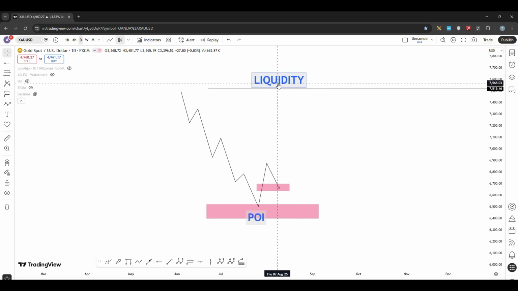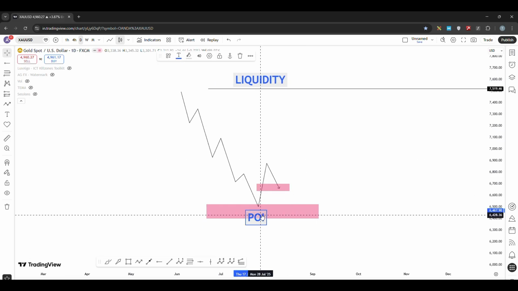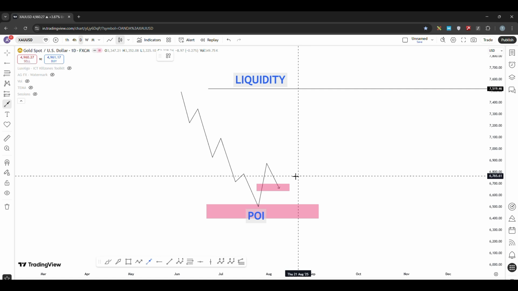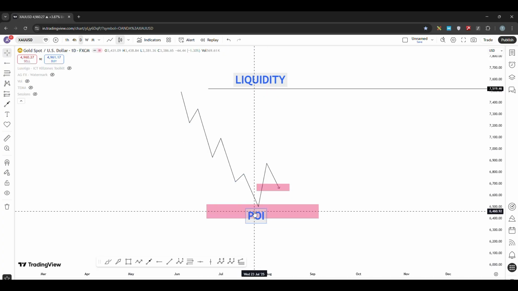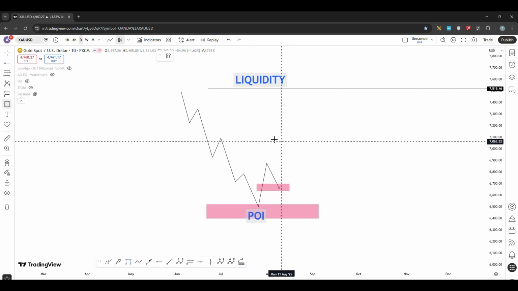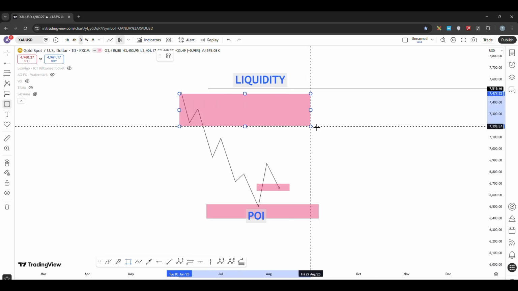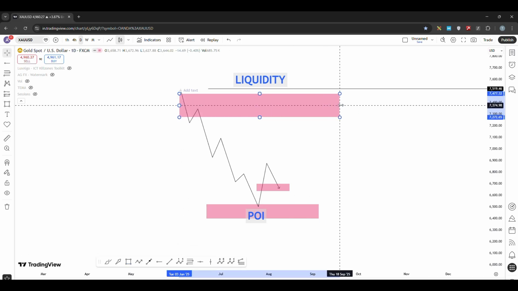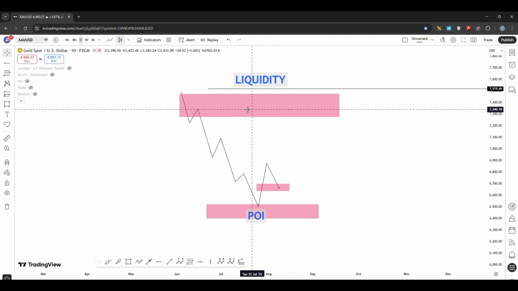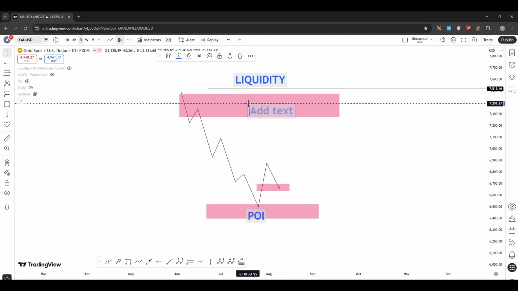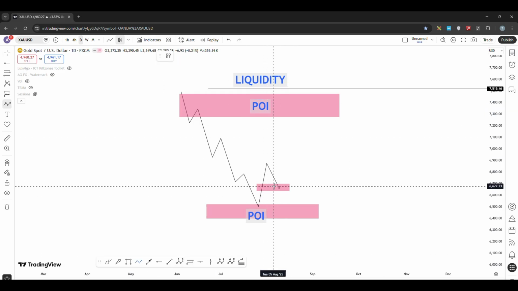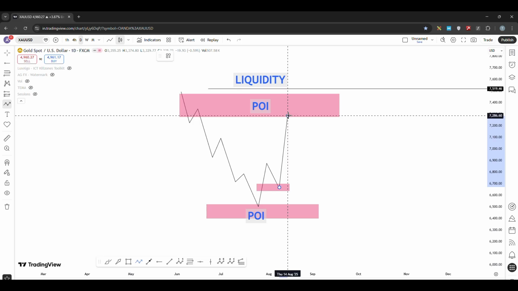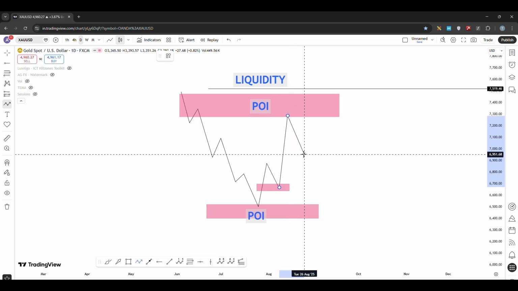Okay, so market will not directly move from the point of interest to the liquidity like this. What will market do? When market has dropped from this high to this low to our POI, market has also created some POIs over here, right? So you will see some POIs being created over here. So this is also a POI. So what market will do is market will go to this one, and from here market will give rejection.